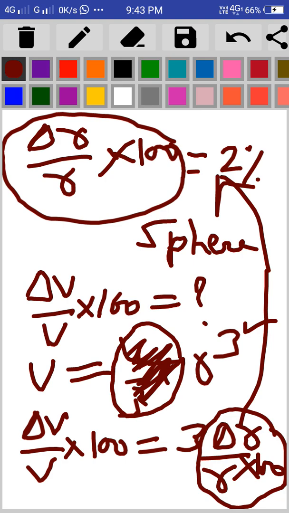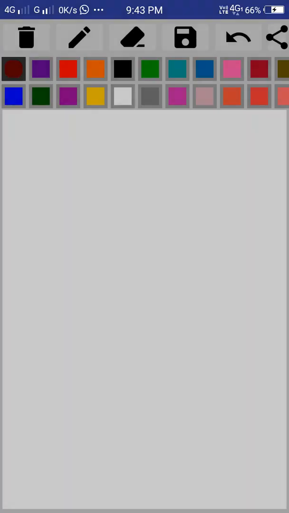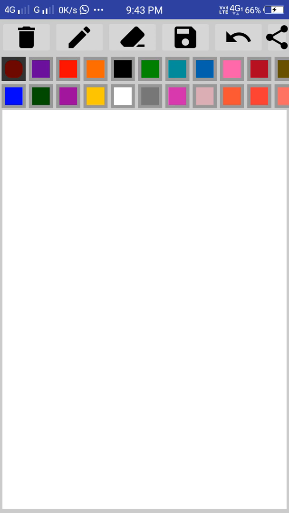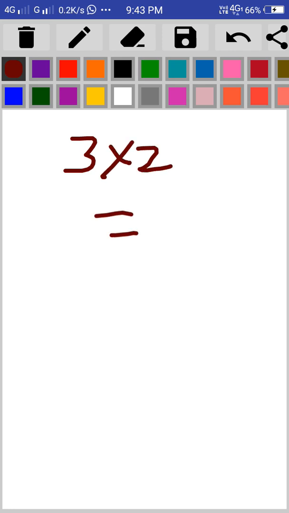So simply we will multiply the thing over here. We will do 3 into 2, that will give us 6%. So simply you can do like this: 3 into 2 for 6%. Now let me take another question.